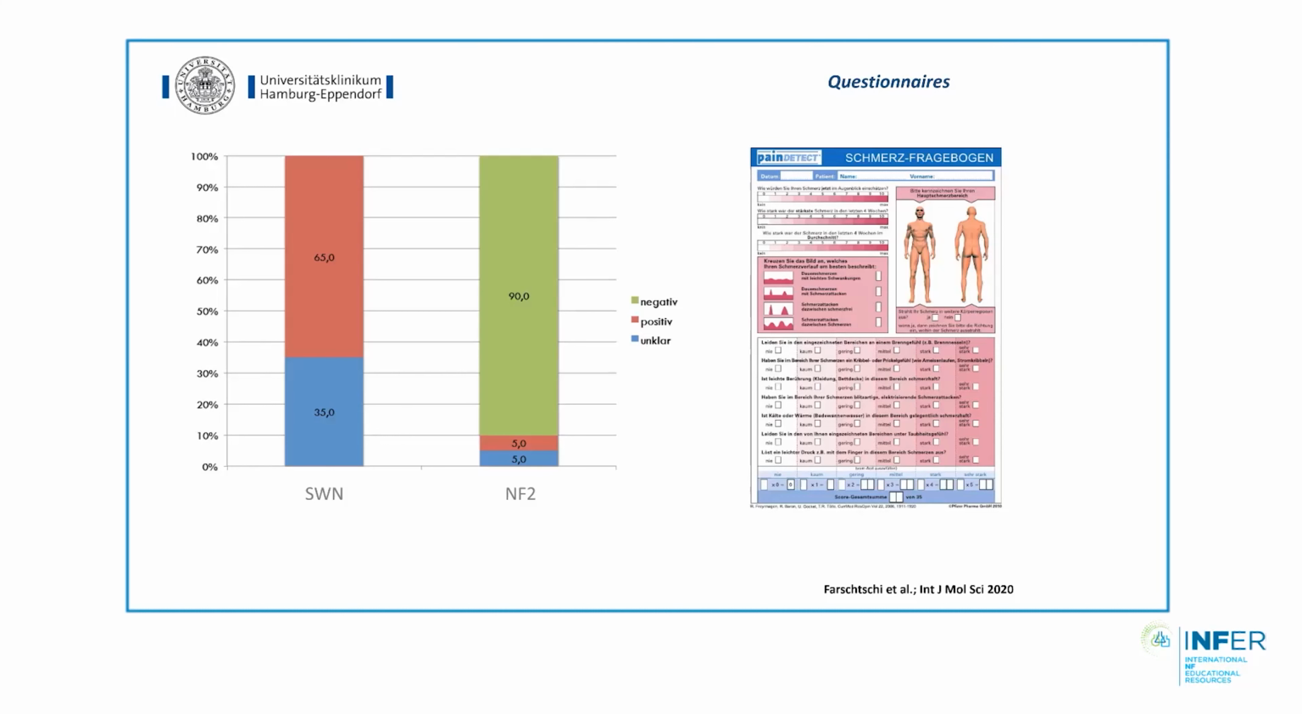This is our cohort of patients. Almost all schwannomatosis and NF2 patients filled out the questionnaire. It is quite obvious that pain is quite uncommon in NF2, and that the a priori chance of schwannomatosis, in case of a painful neuropathic condition, is high.